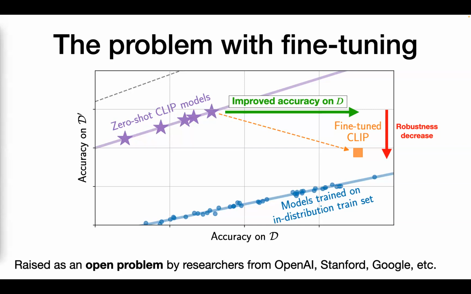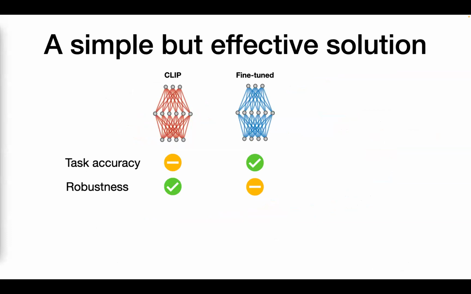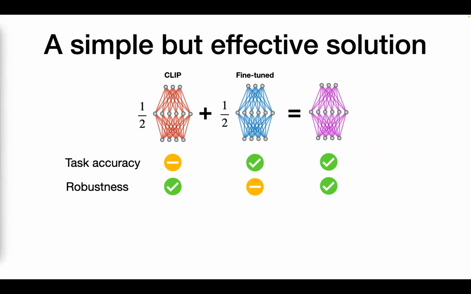Okay, so what do we do to fix this? Let's just quickly recap what we have. We have two models. We have the CLIP model, which does so-so on our task of interest, but has great robustness. And then we can fine-tune the CLIP model, and we are doing great in task accuracy, but we are doing so-so in robustness. What we would like is a model with both. And so the answer is pretty simple. You take half of the CLIP model, you take half of the fine-tuned model, you add them together, and this actually works. This was a big surprise to me.